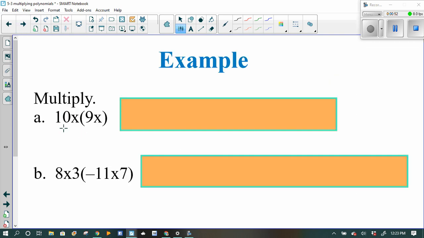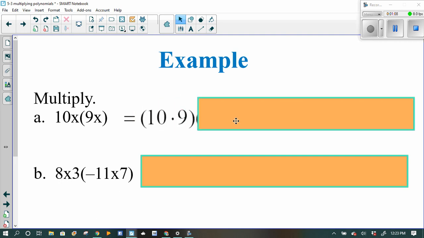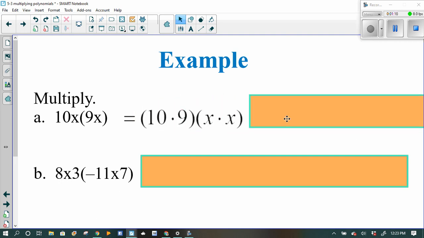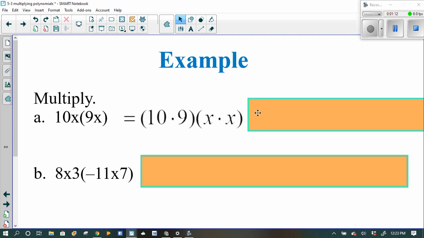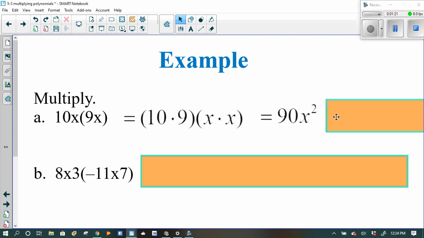So if I were going to multiply 10x times 9x, you multiply the numbers, and then you multiply your letters. So 10 times 9 is 90, and then x times x, you have to use the rules from 5.1, which we would just add the exponents here, so it would be 90x squared.